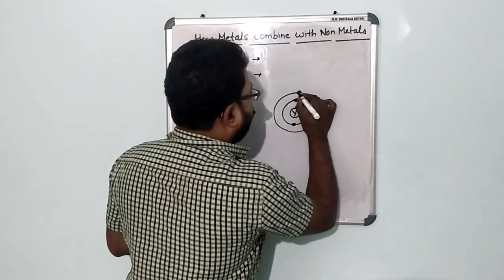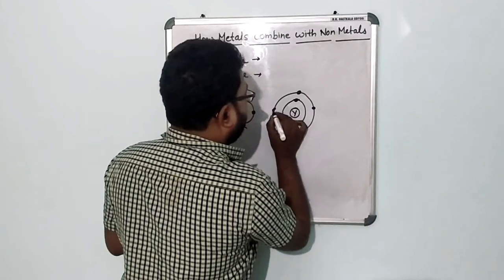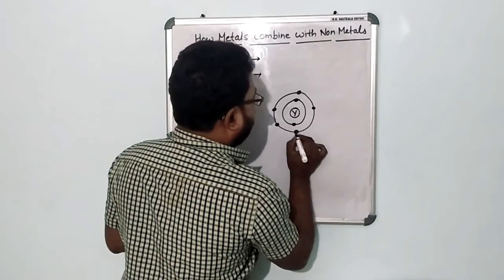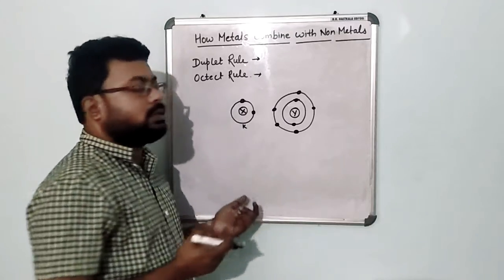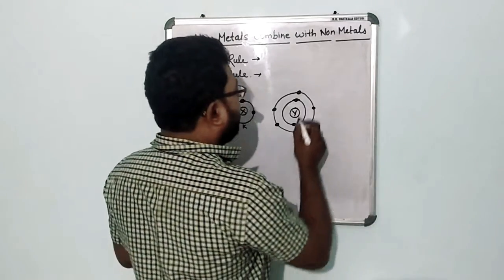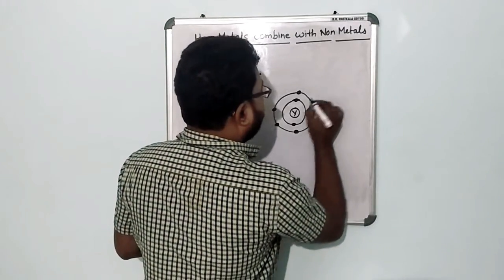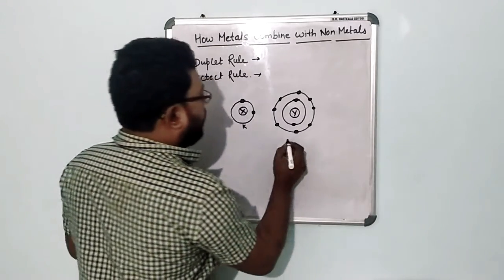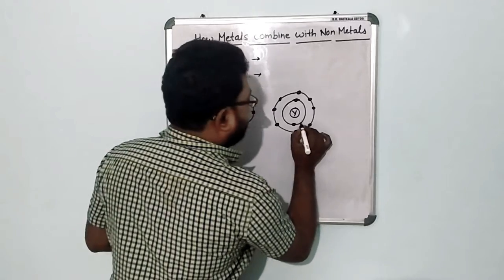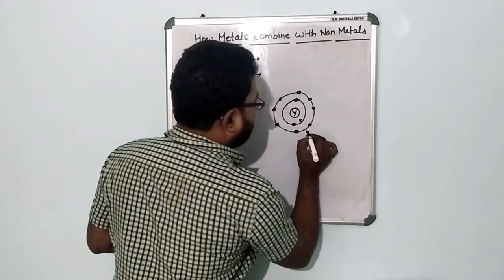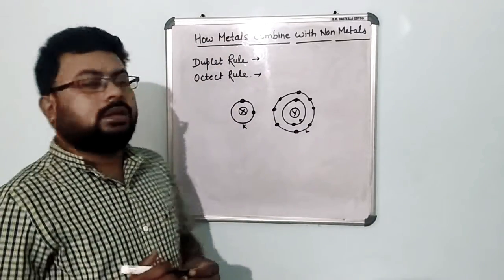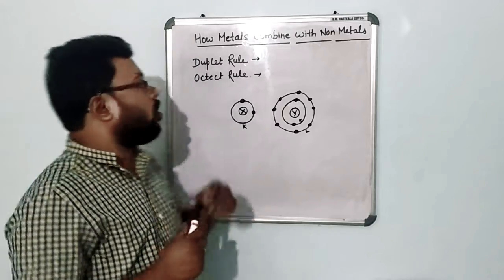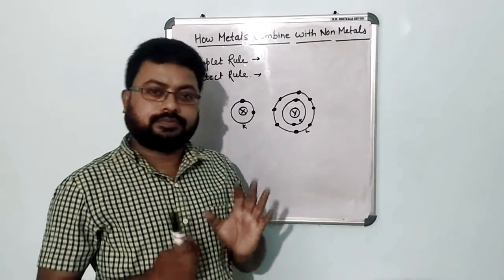Now if the second shell has 1, 2, 3, 4 or 5 electrons, it is still unstable. It actually needs 8 electrons: 6, 7 and 8. If it has 8 electrons, then it is stable. This shell I am naming K and this is L. So this is what the octet and duplet rule is.